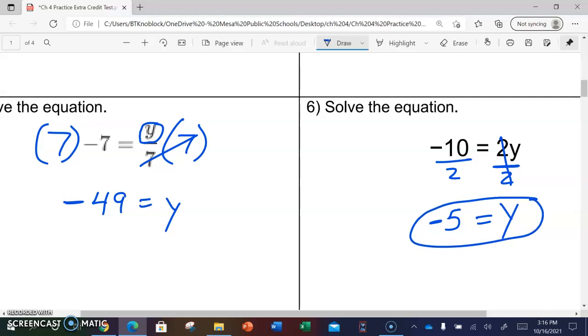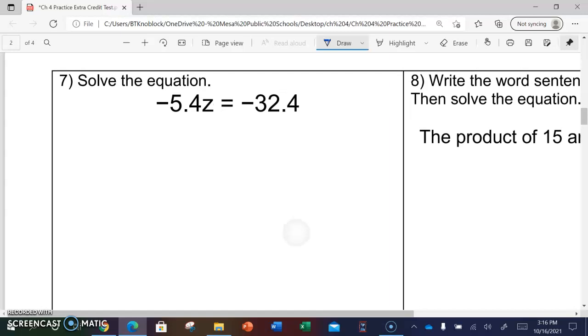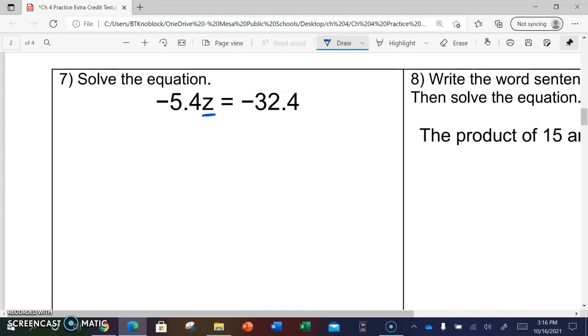All right, next page, number 7. So on this one, here's your letter Z. So you got to divide by -5.4. So we get Z equals, so on the calculator you go -32.4 divided by -5.4. That's going to give you a +6.